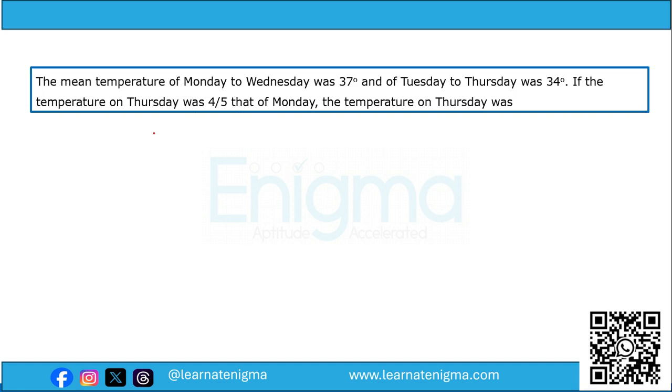So therefore, we can write down the equation as Monday plus Tuesday plus Wednesday's temperature will be 37 into 3. It will be multiplied by 3 because there are 3 days, Monday, Tuesday, and Wednesday. So 37 threes are, we get the answer as 111.